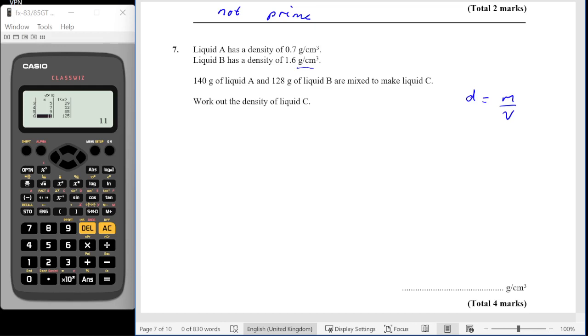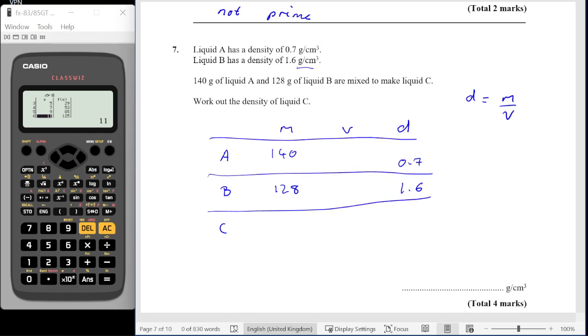Right, so I'm going to do a very basic table for this to help me out. We've got liquid A, liquid B, and liquid C, and we're going to do mass, volume, and density. So liquid A has a density of 0.7, and liquid B has a density of 1.6. Liquid A has a mass of 140 grams and liquid B has a mass of 128. And then this is actually the value that we want. So our mass doesn't change. When we add the two liquids together, our mass would just become the total of that. So that's going to be 268. Our density will change, but our volume won't, but we don't know the volume of each.